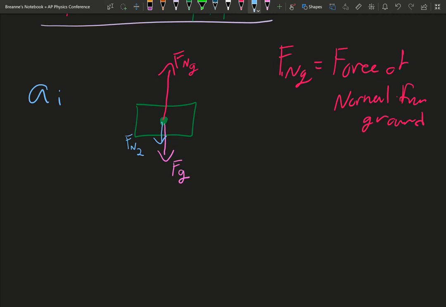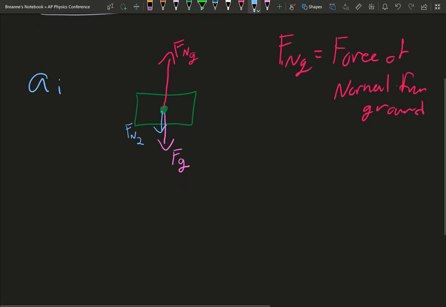A double I says on the dot that represents block 2, draw and label the forces, not components, exerted on block 2. Each force must be represented by a distinct arrow drawn on and pointing away from the dot. Draw the relative lengths of all arrows to reflect the relative magnitude of the forces. Again, we're doing the exact same thing.